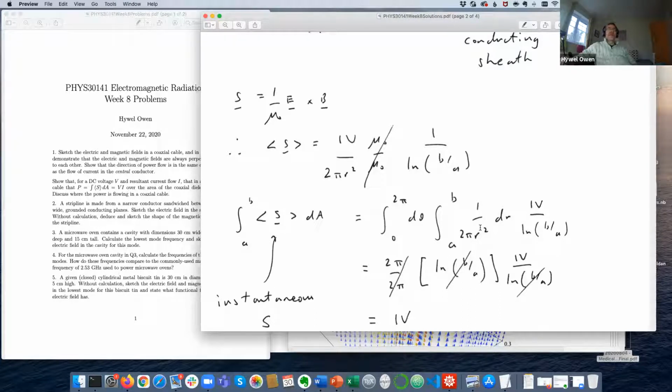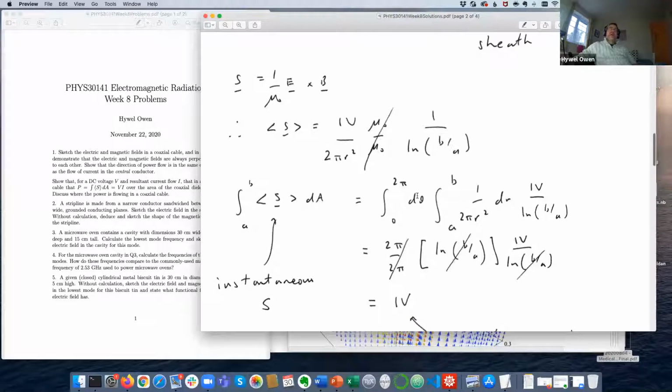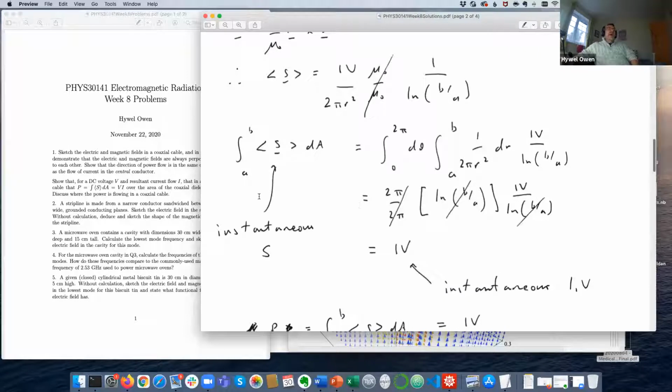Okay, so let's go through that in stages. The integral over angles is 2 pi, and that cancels with the 2 pi over here, inside the integral with dr. So 2 pi over 2 pi goes away. The integral of r over r squared dr is log of r, and log of r between A and B with my limits is log B over A. So that's this part here. And log B over A divided by log B over A is just 1. So the only thing I'm left with is IV. I just forgot that R value there. Okay, so there we are. That tells me the integral of the instantaneous Poynting vector is equal to I times V.